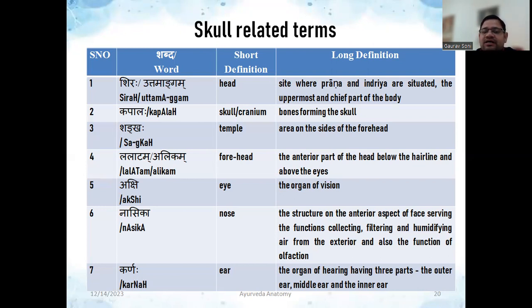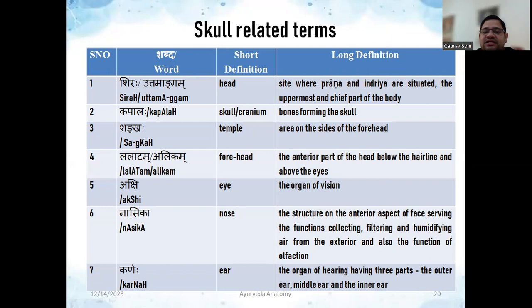Next, there is Kapala. Kapala means the flat bones which are covering the skull, or you can say covering the brain. So the short definition is skull or cranium, bones forming the skull. Kapala is a type of asthi also. We are going to talk in detail when we talk about asthi.